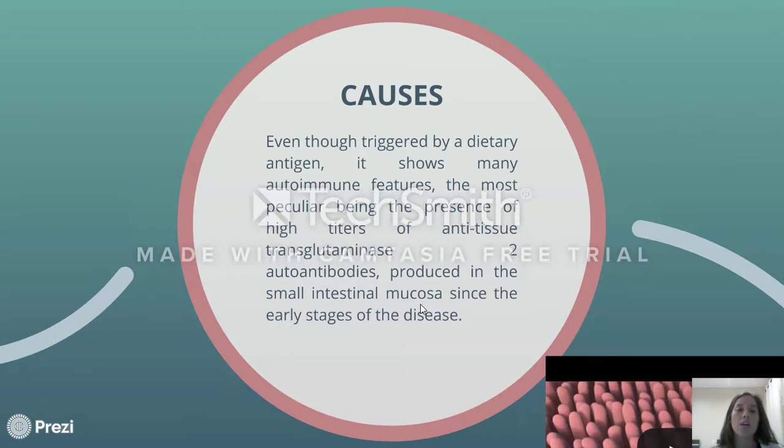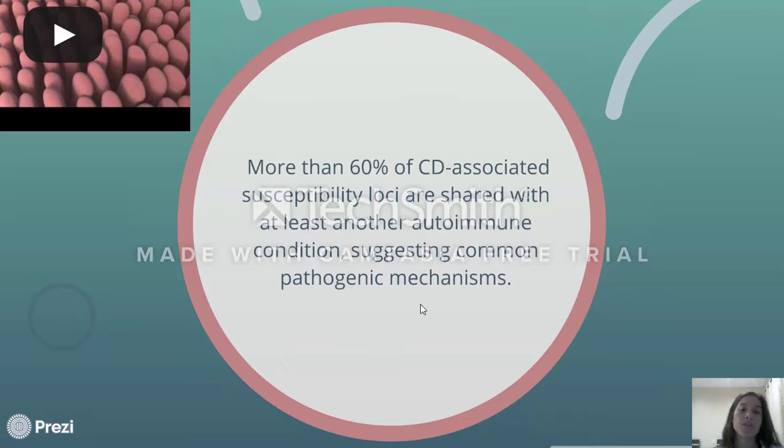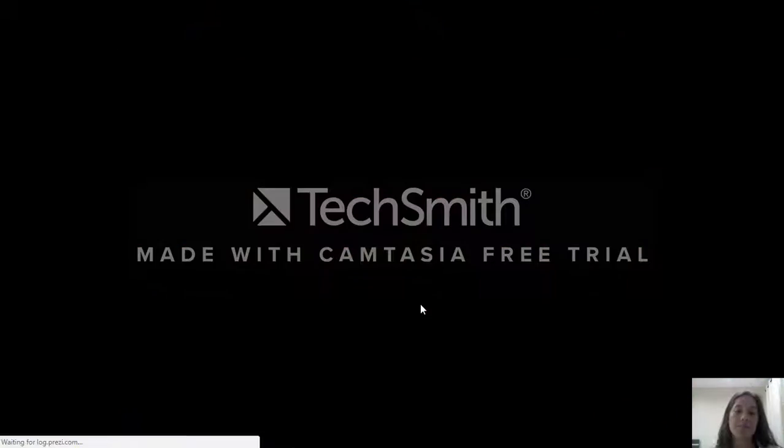Cause: even though triggered by a dietary antigen, it shows many autoimmunity features, the most spectacular being the presence of high titers of anti-transglutaminase 2 antibodies produced in the small intestinal mucosa since the early stage of the disease. More than 60% of CD-associated susceptibility genes are shared with at least another autoimmunity condition, suggesting common pathogenic mechanisms.